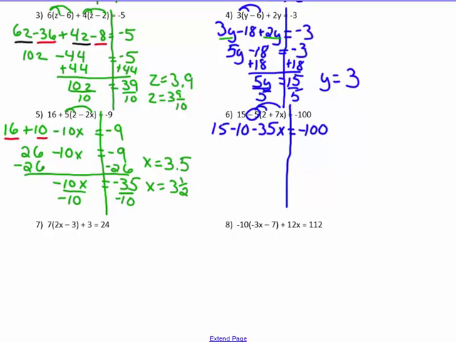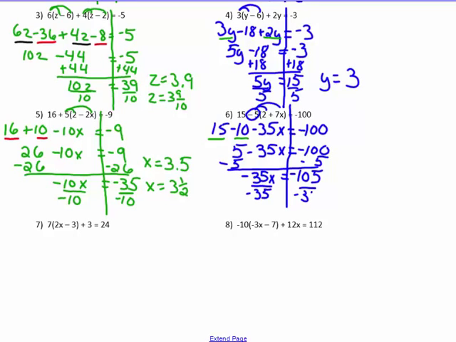Equals negative 100. Like terms, once again, are my constants. 15 minus 10 is 5. Minus 35x equals negative 100. Cancel the constant. It's a positive because this negative goes with the 35, not the 5. So it's a positive 5, so I'm going to subtract. So negative 35x. These are the same signs, so I'm putting them together: negative 105. Now I have to divide by negative 35. So x is equal to 3, because a negative divided by a negative is a positive.